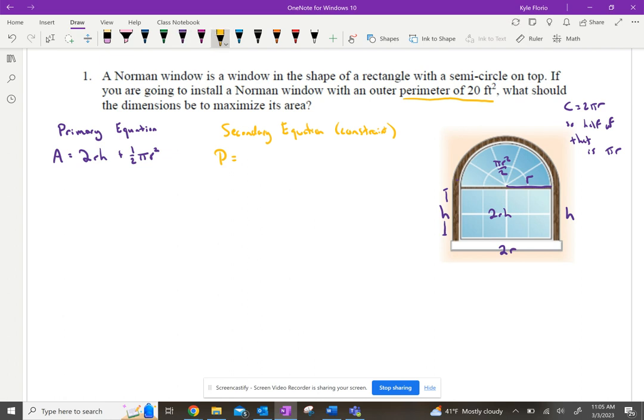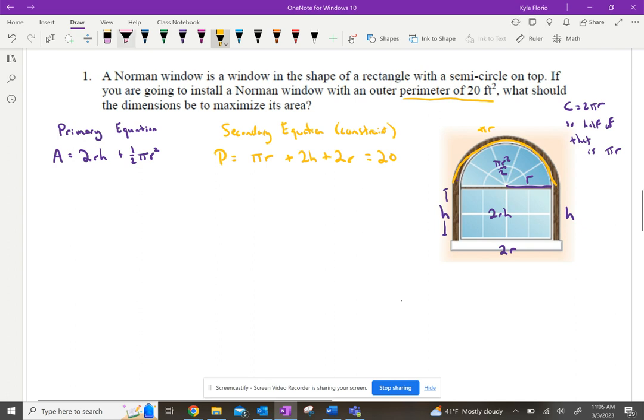So if I want to find the perimeter of this thing, this distance right here is going to be half of 2 pi r, which is just pi r. And then these three walls, h plus h is 2h. And that bottom one is double the radius, also known as the diameter. And so here's my primary equation. We know this has to equal 20.